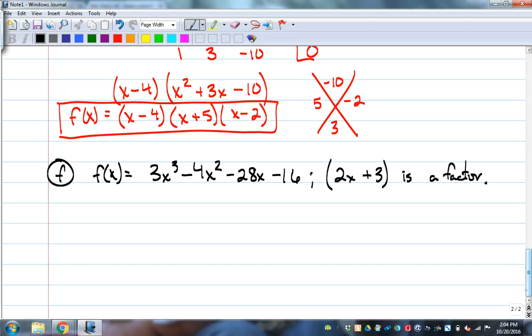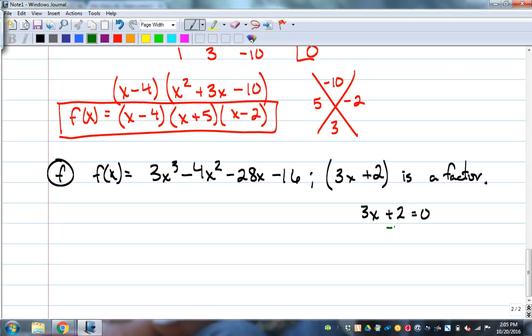We've got to get x by itself. Remember, to do our synthetic division, we set it equal to 0 and solve it. I wrote that wrong. It should be 3x plus 2. Sorry. Dyslexia kicked in. It should give you a fraction anyway, but it shouldn't be that fraction.